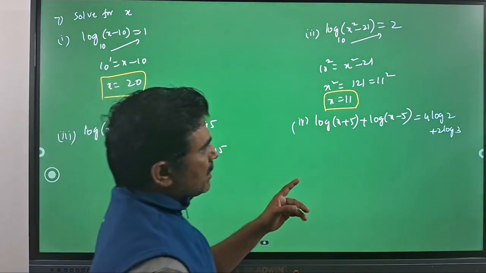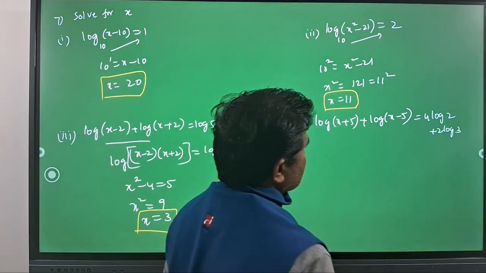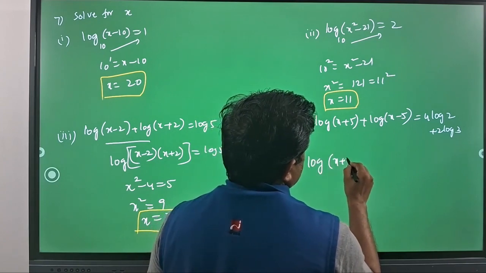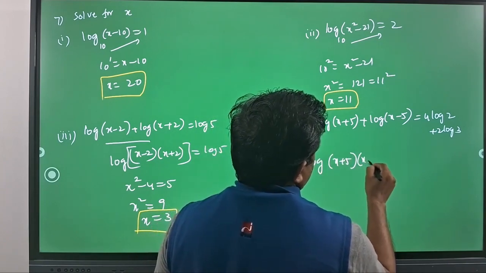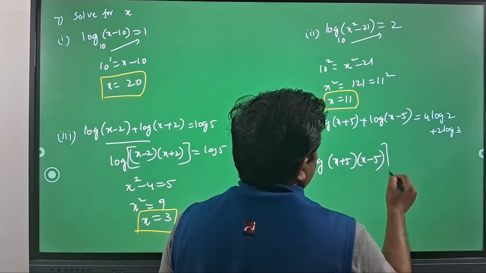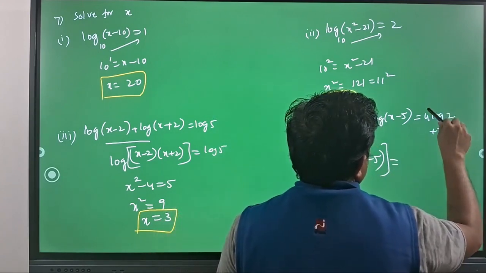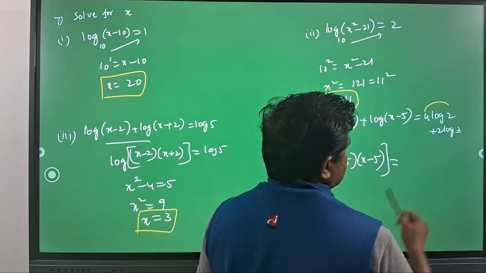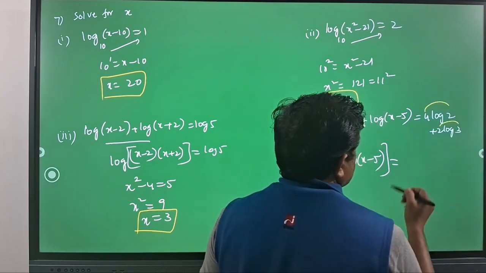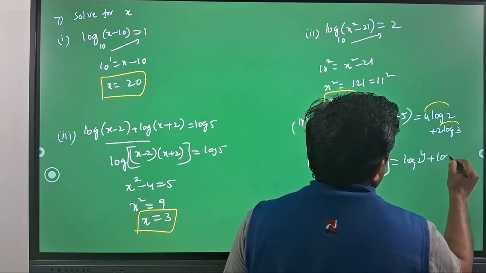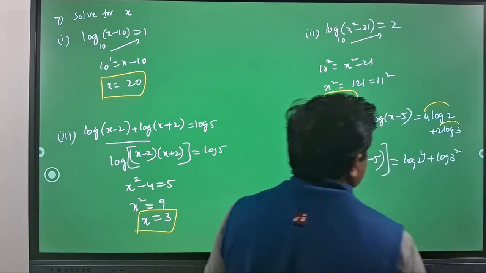Next one, come to here. Here also the same, two logarithms are added up, so you can multiply that one. A log (x plus 5) into (x minus 5) is equal to, here bring this 4 to the power, bring this 2 to the power of this one, so you will have log 2 power 4 plus log 3 square.